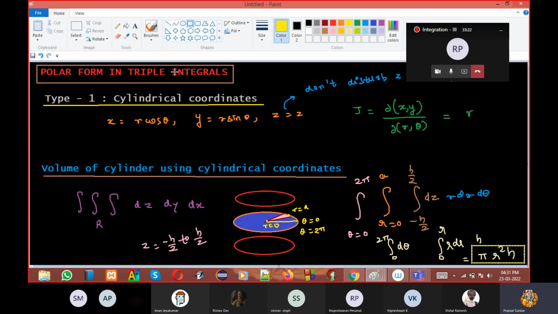Any doubt on this? How to find the volume of a cylinder using cylindrical coordinates? Simple enough. Any doubt? No doubt. Okay, good.